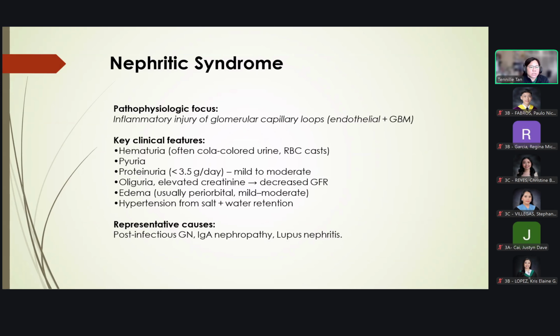They can have oliguria and elevated creatinine, leading to your decreased GFR. They have mild to moderate edema, usually just periorbital, but not generalized edema. And then they have hypertension from salt and water retention. So again, we mentioned before, post-infectious GN, IgA, lupus.